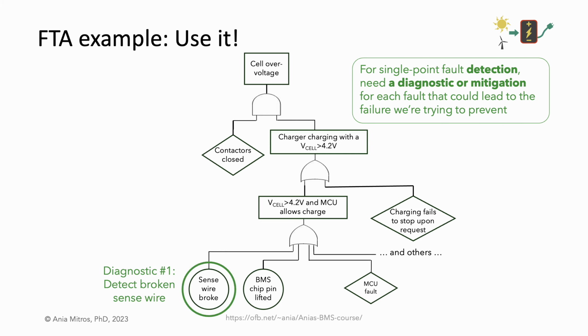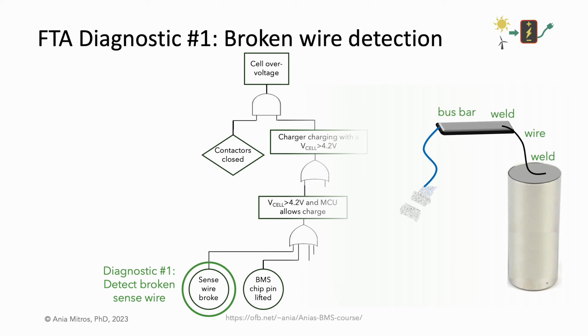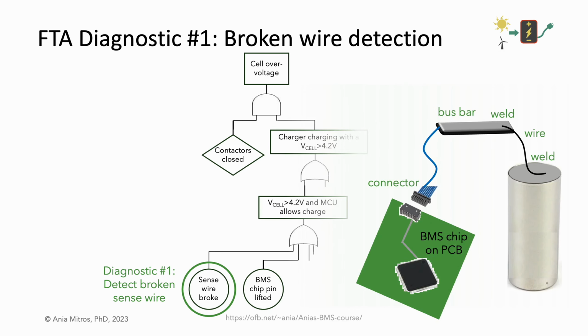So, let's design a diagnostic: broken wire detection. Let's look at the related subcomponents. Perhaps we have a cell or maybe a group of cells whose voltage we're sensing. Then we have a connection, say a weld to a wire, to another weld to a bus bar, to another wire to a connector, to a printed circuit board, and a trace on the PCB brings the signal to a pin on a voltage measurement chip.